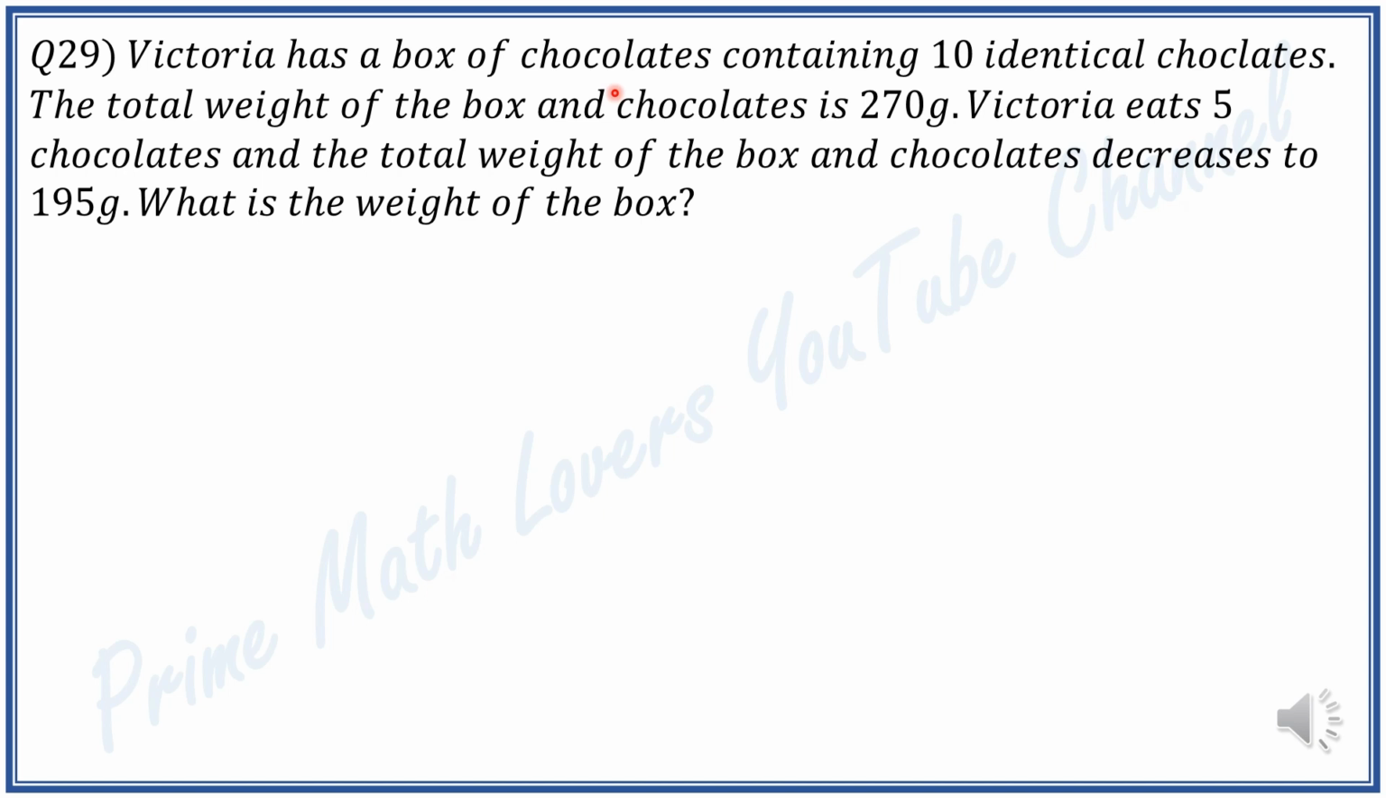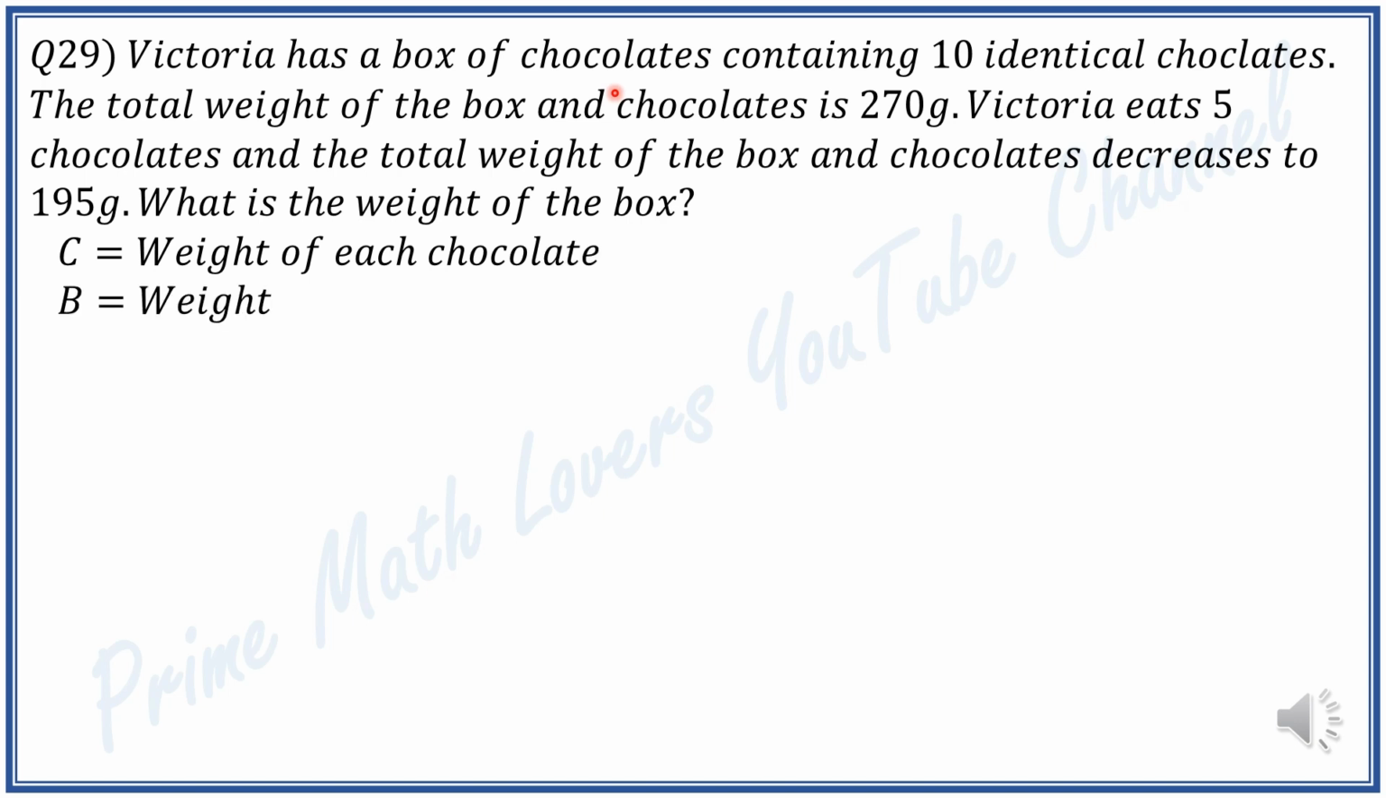First, we need to find the weight of one chocolate. Let's denote the weight of the empty box as B and the weight of one chocolate as C. So C is the weight of each chocolate and B is the weight of the empty box.